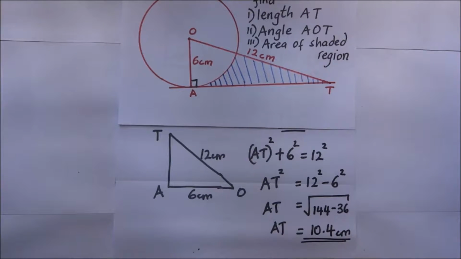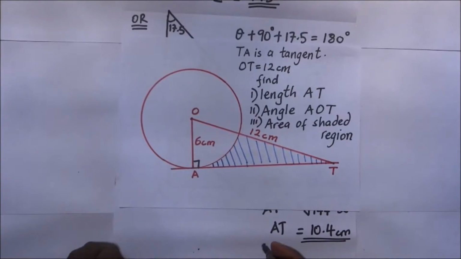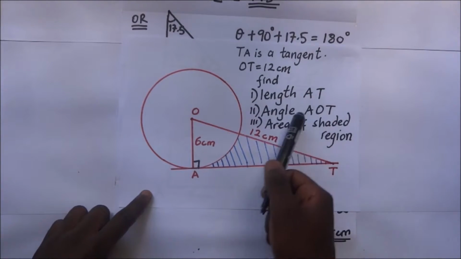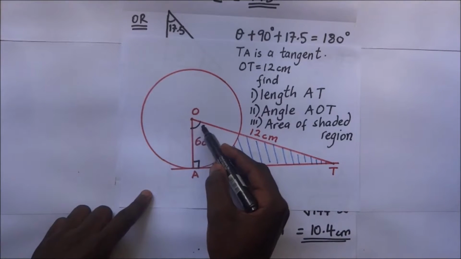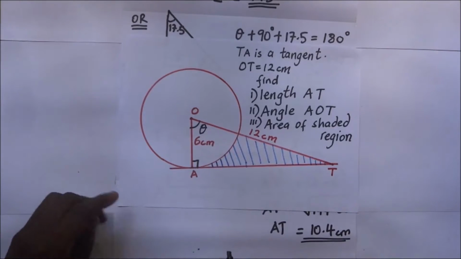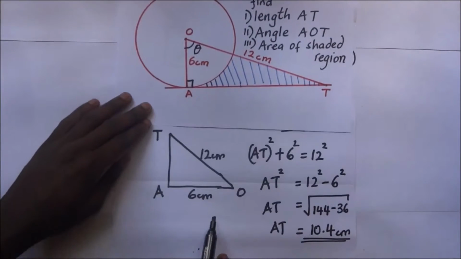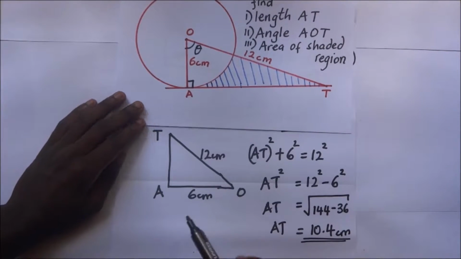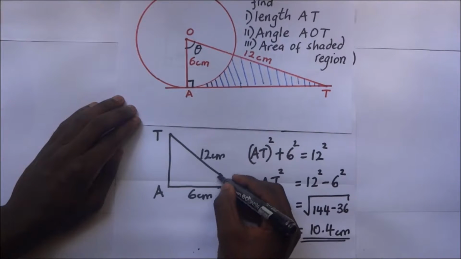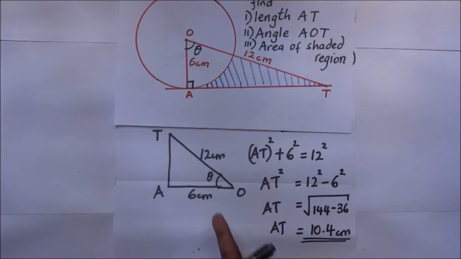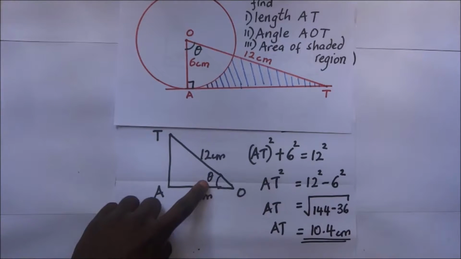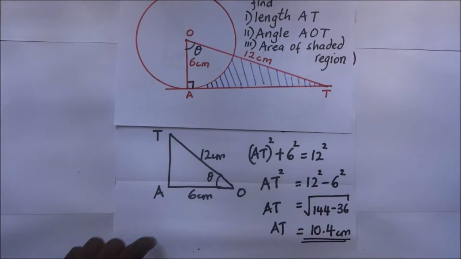centimeters. Our next question is asking us to get the angle AOT. They want us to find that value. Let's name it theta. So if you're to transfer that to our little diagram here, they want us to get the value of theta. Now for us to be able to find the value of theta, we are going to use trigonometry.